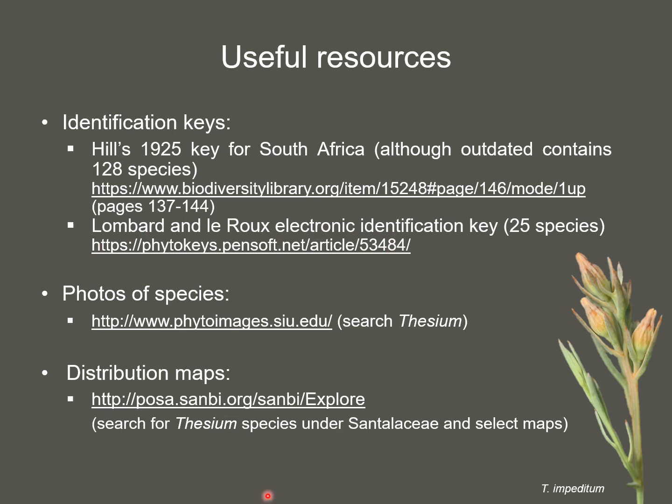And then looking at photos of the species, the PhytoImages website has many photos of Thesium species and also other plants. It's a good resource in general, not just for Thesium. And it's often possible to make or confirm an identification by just scrolling through these photos on the PhytoImages website, and it's usually of photos of live plants. And then distribution maps are always very useful. These can be found at SANBI's new POSA website under the Explore option. And these distribution maps are continually updated as we curate the collections of specimens in the SANBI Herbarium.